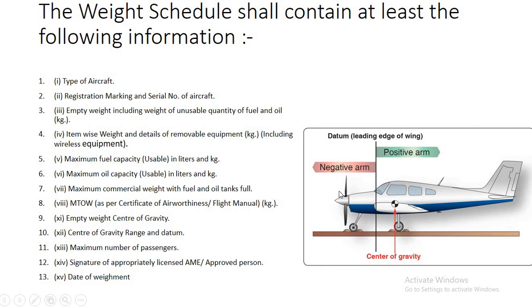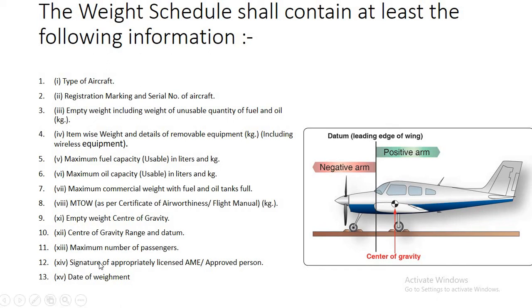This datum can be anywhere. It can be at the propeller position, at the firewall position, anywhere. The distance measured to the right of datum is positive, and the distance measured to the left of datum will be negative. This distance will be used for calculating moments and all, for balancing purposes. Just remember that much is enough for the CA exam.